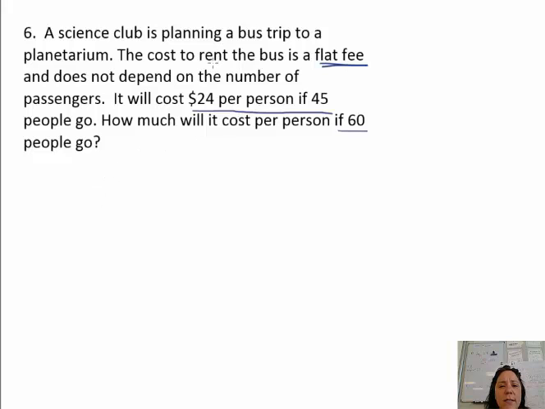Well, the cost is a flat fee, so we can say that the cost to rent the bus is going to be our constant of variation, and the more people go, the less it's going to cost, so we are looking at inverse variation. So I have my cost per person and number of people as x and y. That's equal to my constant of variation, that is the flat fee to rent the bus. So $24 times 45 people is going to equal my constant cost to rent this bus.